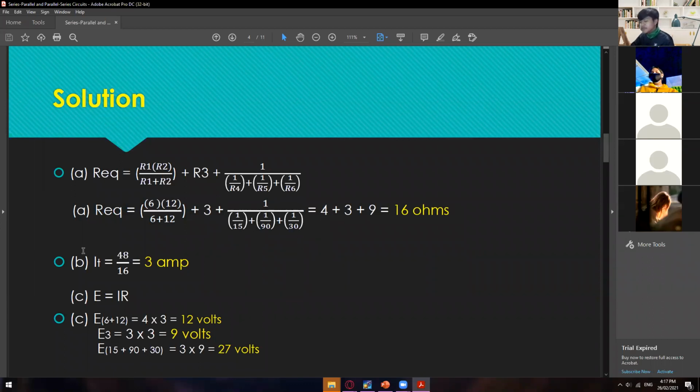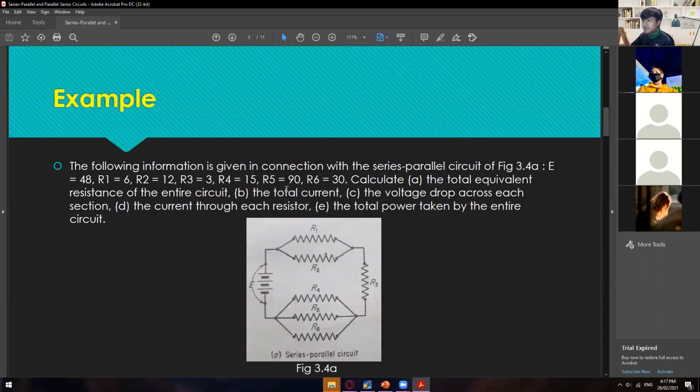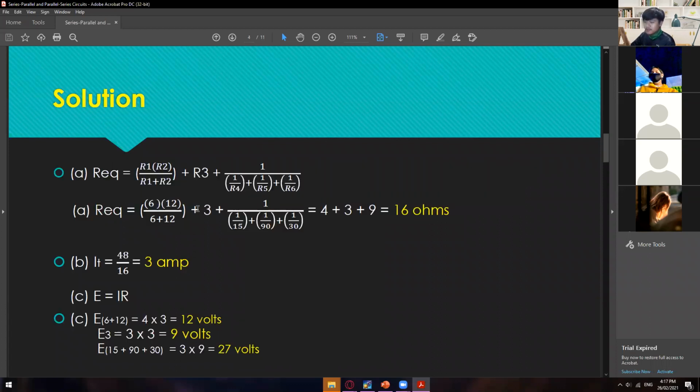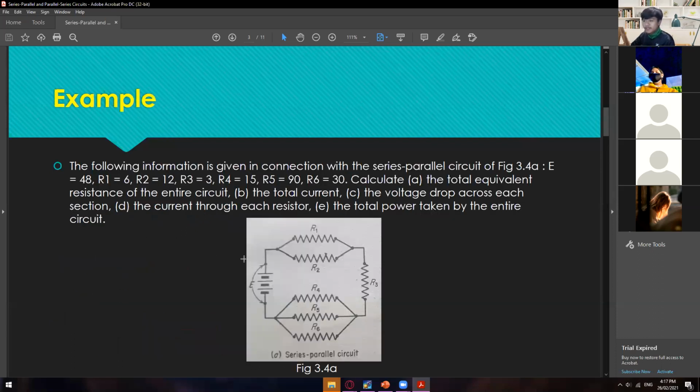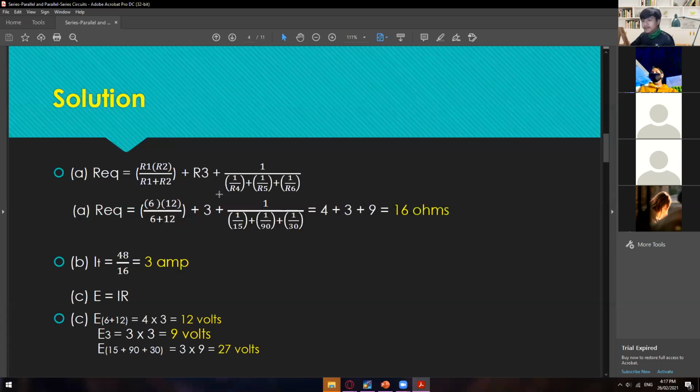All right, so the following are just super easy. For letter B, the total current. As you guys all know, once you already have the total voltage and the total resistance, you're good to go. So I is equal to V divided by R. V here is 48 volts, which is E, divided by 16, your total resistance. So 48 divided by 16 is 3 amps. This is our total current.